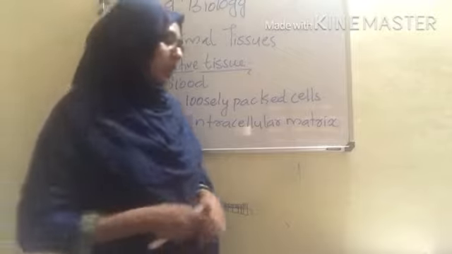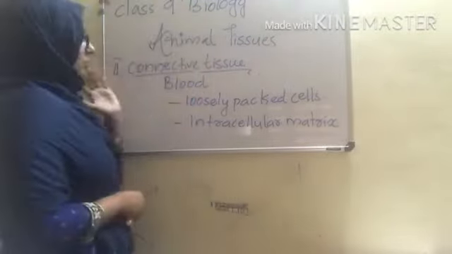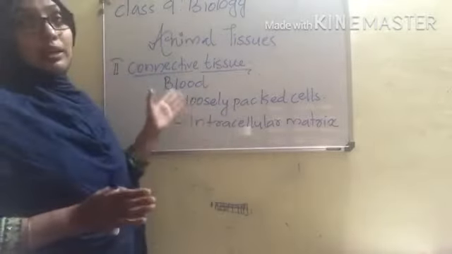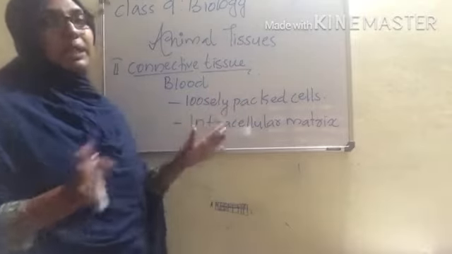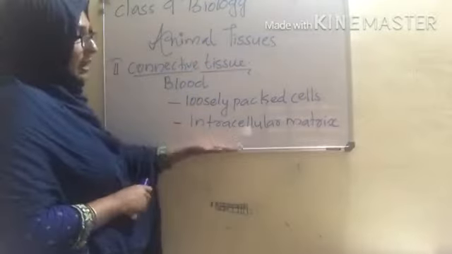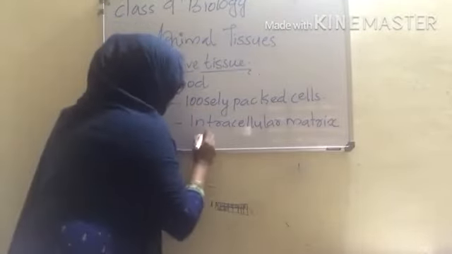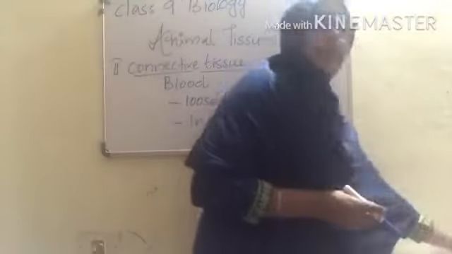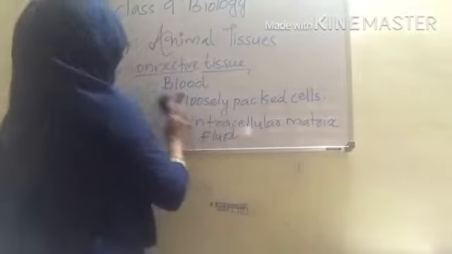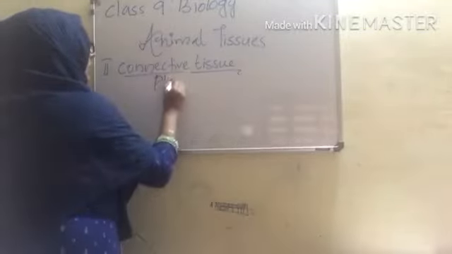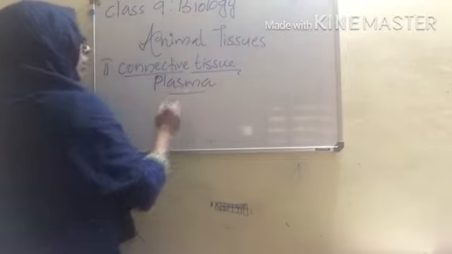Got the idea? Okay. So coming to blood. This connective tissue has completely loosely packed cells. And what about their matrix? Their matrix is a fluid matrix. Can you name the fluid matrix of the blood? Which is the fluid part of the blood? Yes, it is the plasma. Isn't it? Plasma is the fluid part of the blood.